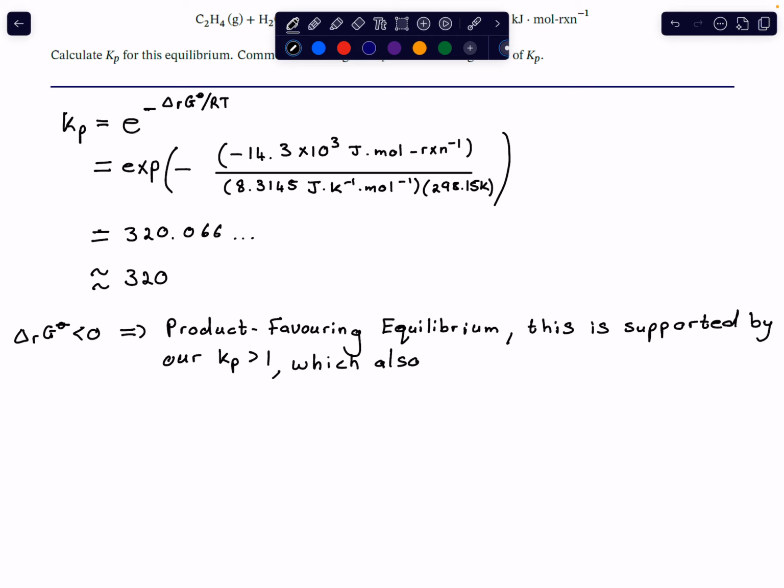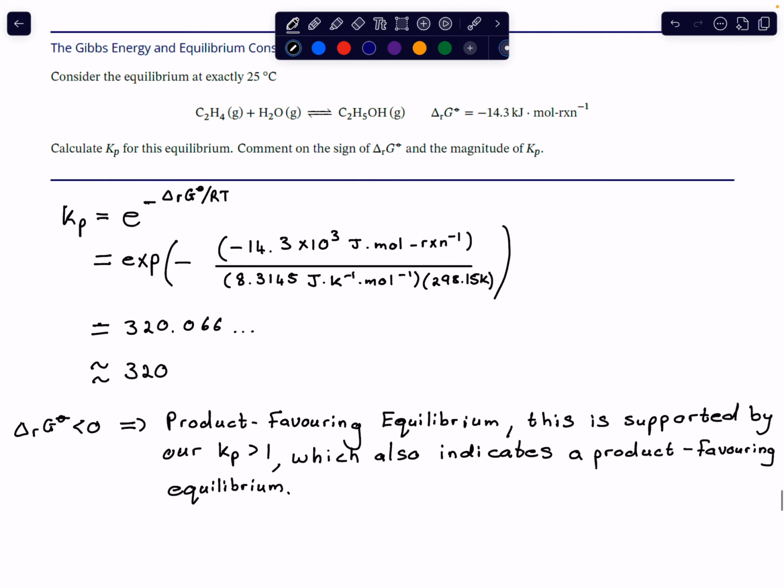Kp being larger than 1 also indicates, right? When Kp is larger than 1 or much larger than 1, what does it mean? It also indicates a product favoring equilibrium. All right. So both the K and the standard Gibbs energy of reaction indicate in this case that it's a product favoring equilibrium. And that's how you can calculate one from the other.